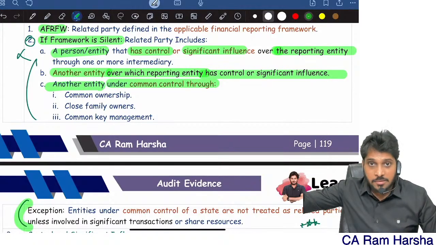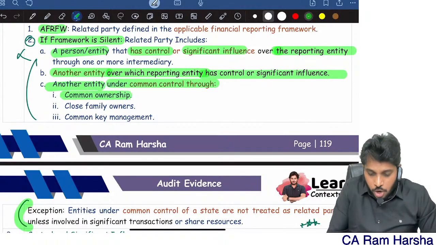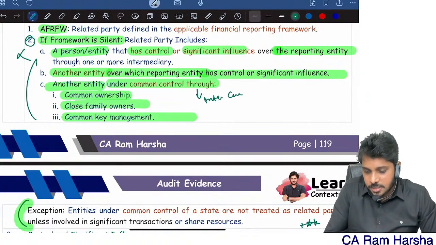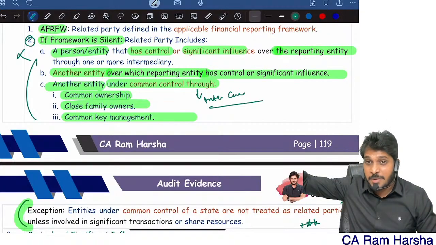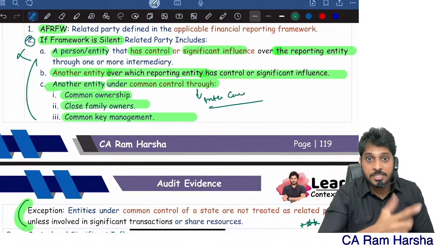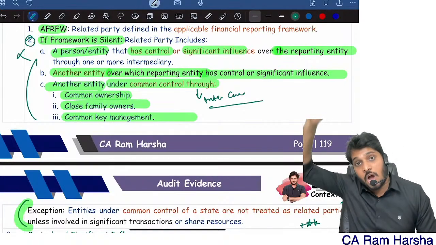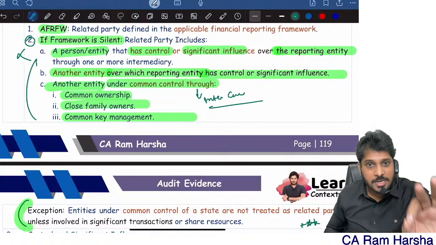Another entity under common control. There is another company, and along with this company, we both are under common control through common ownership or a close family member. These are nothing but sister concerns. They are also related parties. Means the company which is controlling or influencing me, or the company which I am controlling or influencing, or another company where that company and I are commonly controlled by somebody, meaning sister companies. These are all related parties.